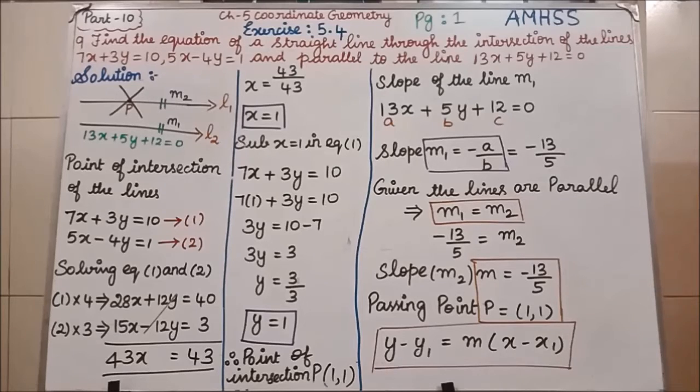I have told you, isn't it? So m is equal to minus 13 by 5. And we have found one point. What is that point of intersection? Passing point is (1, 1).